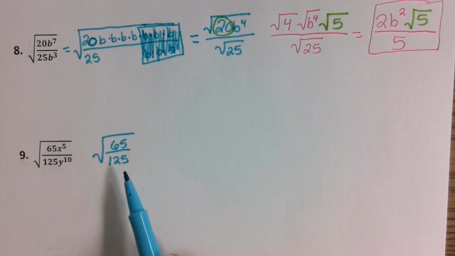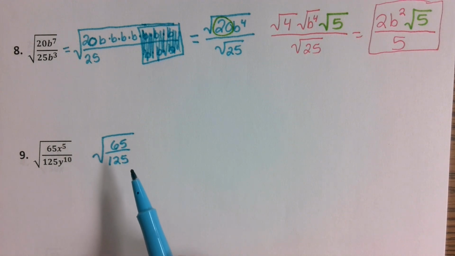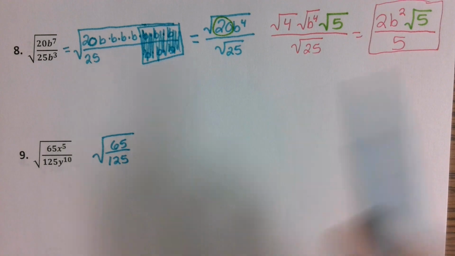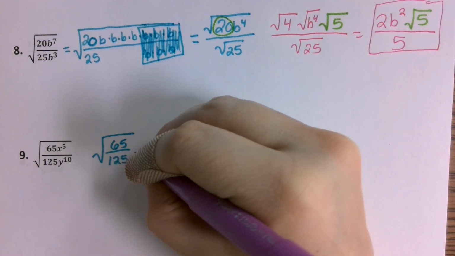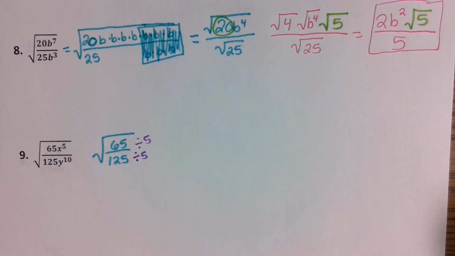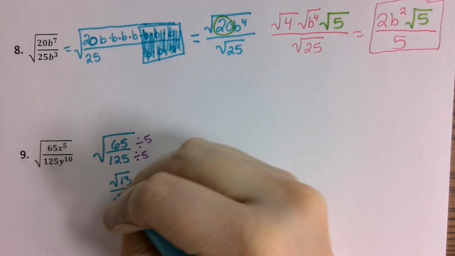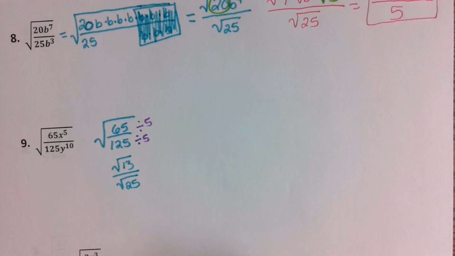Is 125 a perfect square? No. It's a perfect cube, but it's not a perfect square. So we need to simplify that first. What are they both divisible by? 5. They end in 5, therefore they're both divisible by 5. And that's going to give us the square root of 13 over the square root of 25. Okay, now we do have a perfect square for the denominator.